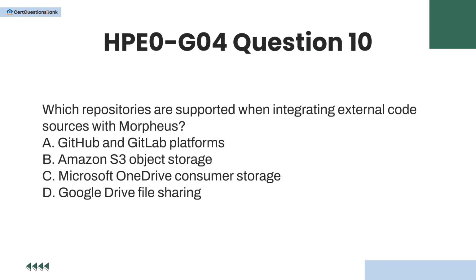Which repositories are supported when integrating external code sources with Morpheus? A. GitHub and GitLab platforms. B. Amazon S3 Object Storage. C. Microsoft OneDrive Consumer Storage. D. Google Drive File Sharing.